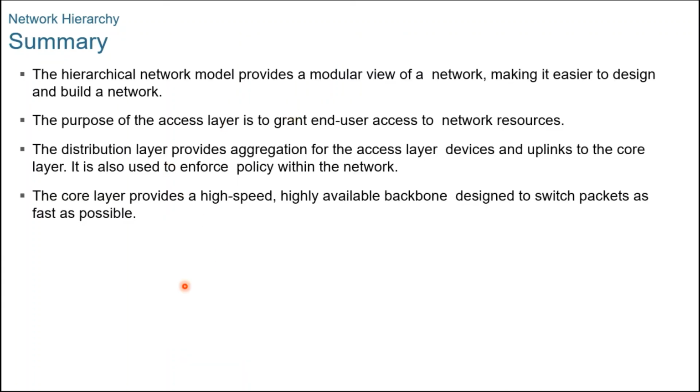To summarize, the hierarchical network model provides a modular view of a network, making it easier to design and build the network. The purpose of the access layer is to grant end user access to network resources. The distribution layer provides aggregation for the access layer devices and uplinks to the core layer devices. It is also used to enforce policy within the network. The core layer provides a high-speed, highly available backbone designed to switch packets as fast as possible.